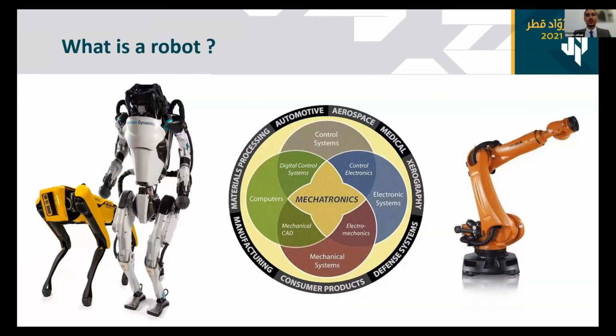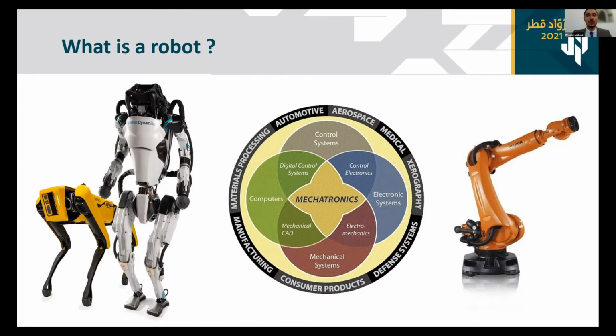So, what is a robot? A robot is defined as a programmable machine capable of carrying out a complex series of actions automatically. It can be controlled by an external control device, or the control could be embedded within.